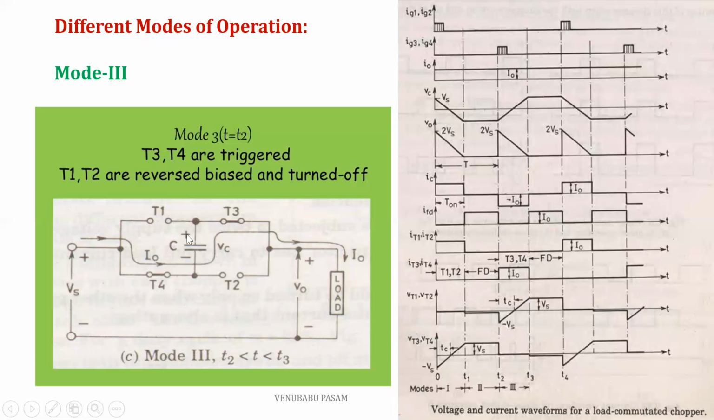Again the capacitor gets overcharged, so no circulating current passes in the circuit. That's why the stored inductor energy freewheels here again, and during this interval V0 becomes 0, the capacitor maintains constant voltage, and load current is constant up to T4. The voltage across the thyristors T1, T2 is Vs. You observe this up to T4. This cycle repeats again when we trigger the thyristors T1 and T2. This is the operation of the load commutated chopper circuit.